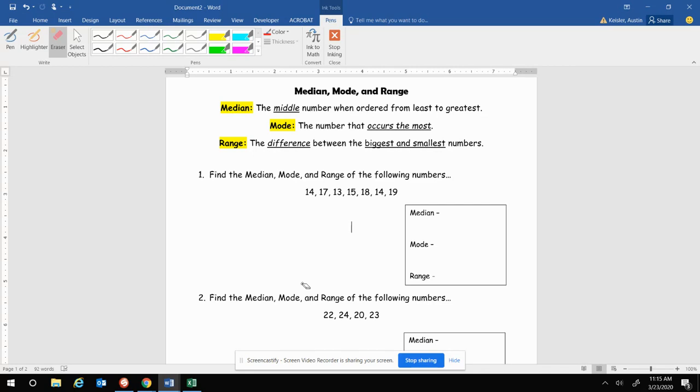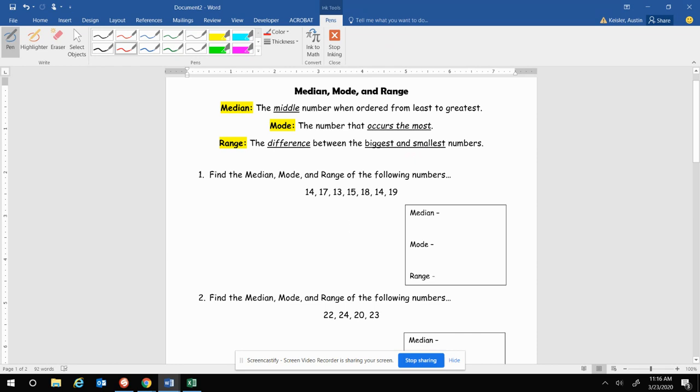I also would probably keep this page up because you will notice at the top I have a little cheat sheet for you that's going to tell you what median, mode, and range are. So I'm just going to read these to you really quick. The median is the middle number when numbers are ordered from least to greatest. So if I order all my numbers up, whatever's right in the middle is my median. The mode is the number that occurs the most. That's the easiest one. It's just whatever number you have the most of. And then range is also pretty easy. It's just the difference between the biggest and the smallest number.